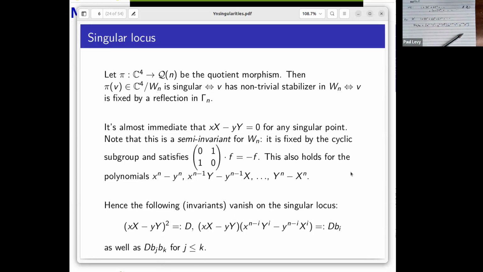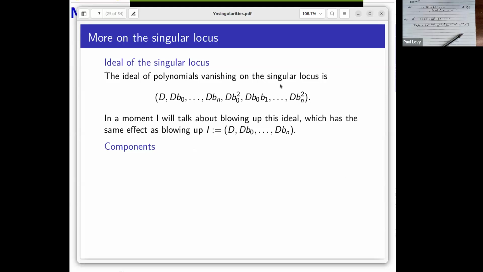Okay, so this is maybe more detail than you need, but the point is that this gives you the ideal which vanishes on the singular locus. It's given by all of these terms here, and it's written in a convenient form because the d is always featuring. And so if you blow up this ideal, that's the same thing as blowing up this slightly smaller ideal.